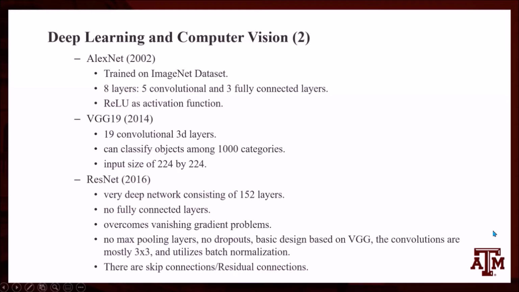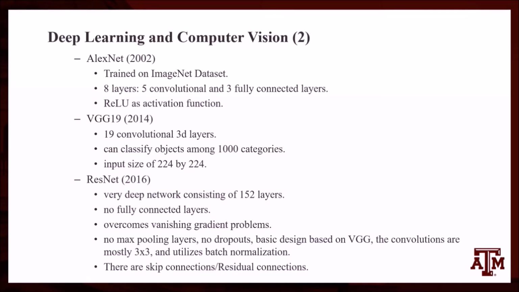Now, in the year 2012, there was a revolution in the form of the AlexNet model, which was trained on the ImageNet dataset consisting of millions of images. It consists of 5 convolution layers and 3 fully connected layers, and ReLU was introduced as an activation function. In 2014, the VGG19 model, which was a deeper model with 19 convolution layers, was proposed, and it was able to classify among 1,000 different categories of images.